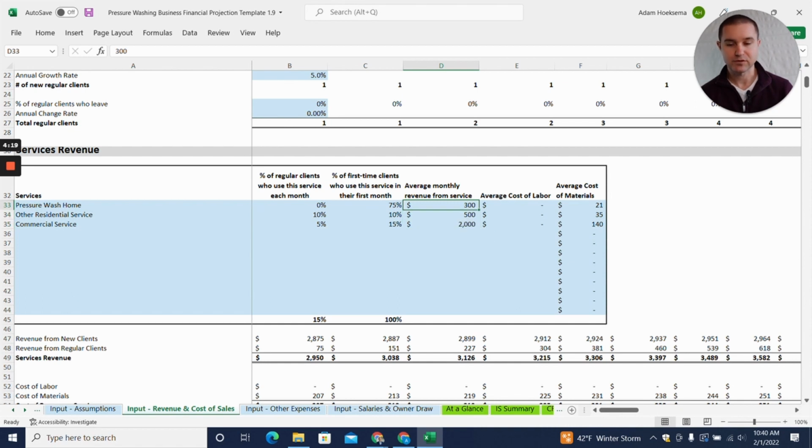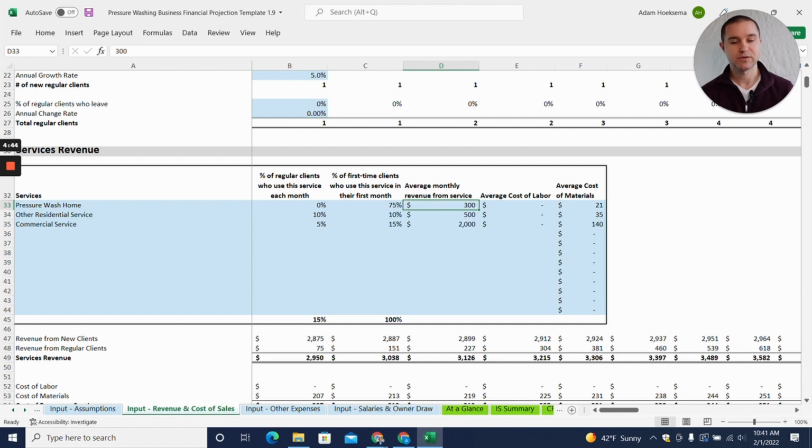So for example, what we're saying here is that 0% of people that hire you to pressure wash their home, they're not going to have you do that every month, right? So we put in 0% because it's not going to happen each month. But we're saying that 75% of your new customers, that's what they're hiring you for, but really it's kind of a one-time deal. They're probably not going to have it done very often.